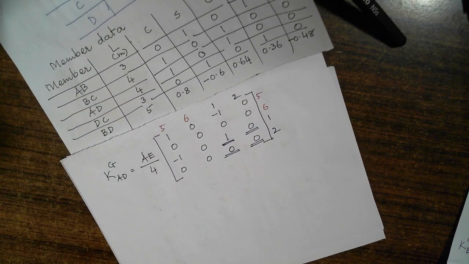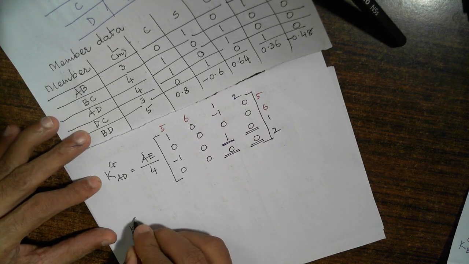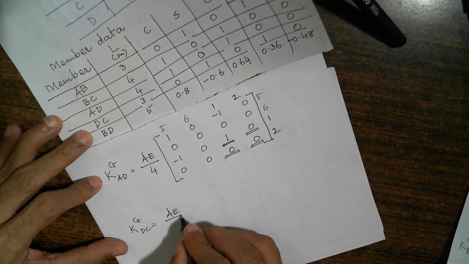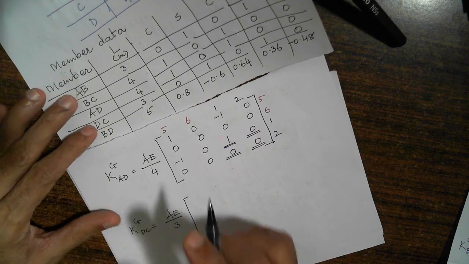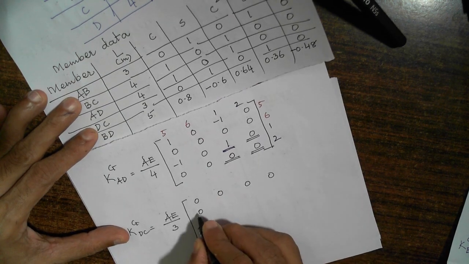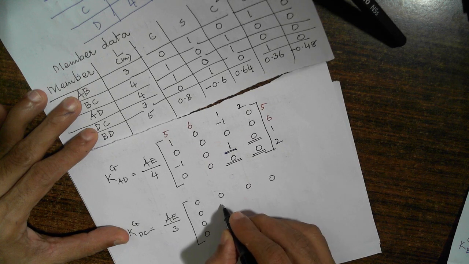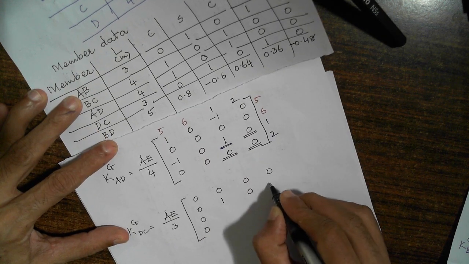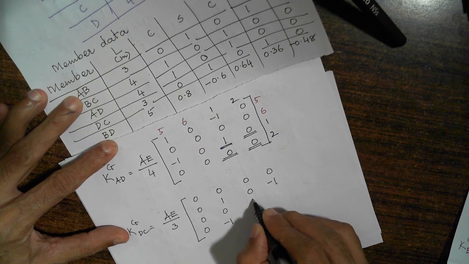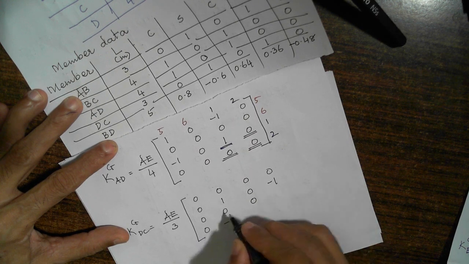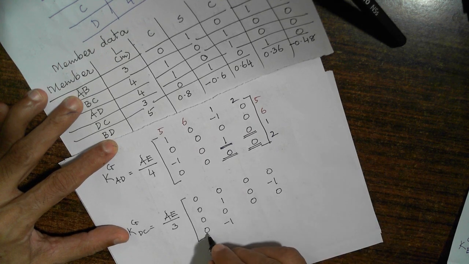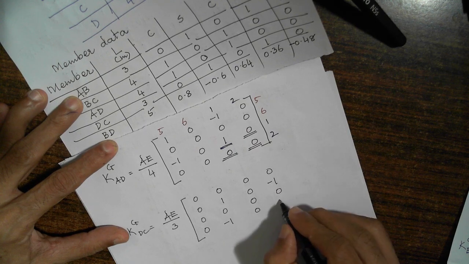Now we will see member DC, K global DC. K global DC is nothing but, now the length of DC is 3, so AE by 3 times: C square, CS, minus C square, minus CS; CS, S square, minus CS, minus S square; minus C square, minus CS, C square, CS; minus CS, minus S square, CS, S square.